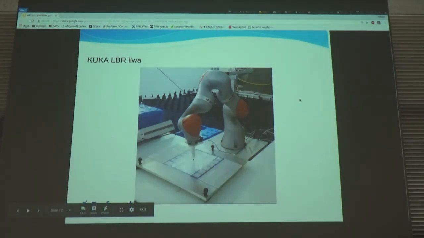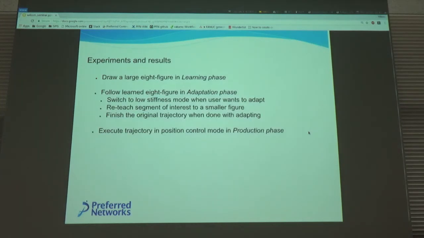So the experiments I ran were done on this robot, which is the KUKA LBR EVA. This cobot has a low stiffness control mode, which is also needed to do the kinesthetic teaching, because if you want to be able to drag the robot around, you can't do that if the robot is very stiff. So we need to be able to control the stiffness. And the experiment I did was drawing large 8 figures in the learning phase.